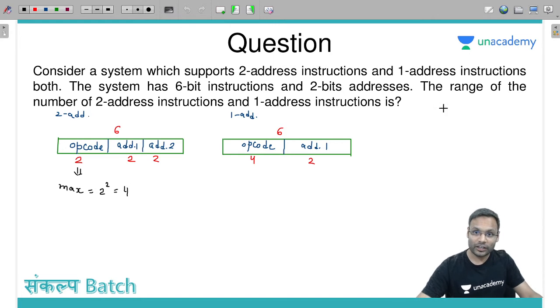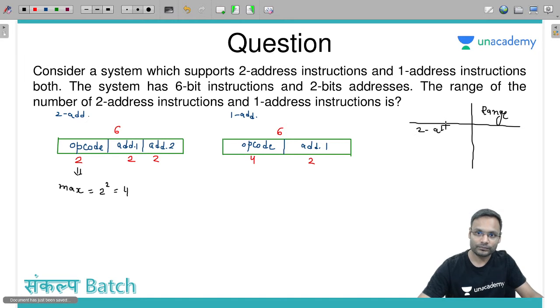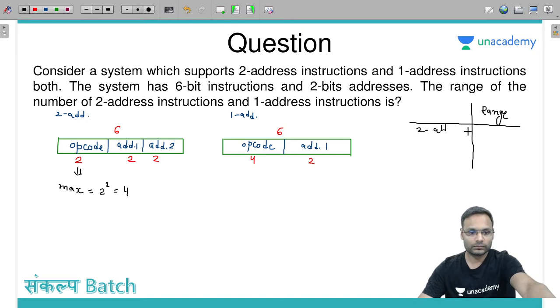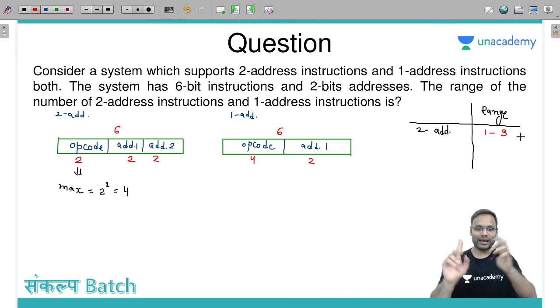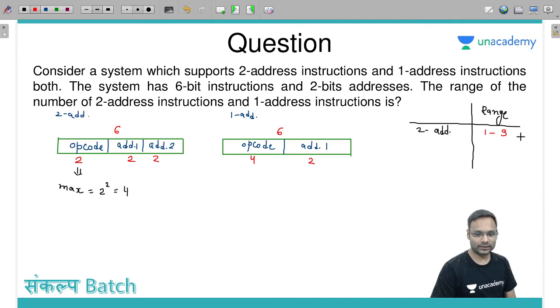So in this particular question, if they are asking for the range of 2 address instructions, can you tell me range of 2 address instructions is how much? Okay, Lavjeet has given even the answer also. That's great. So range of 2 address instruction will be 1, 2, 3. Minimum 1, maximum 3. Good, Pratik. Nice. Saurav, nice, amazing, super.